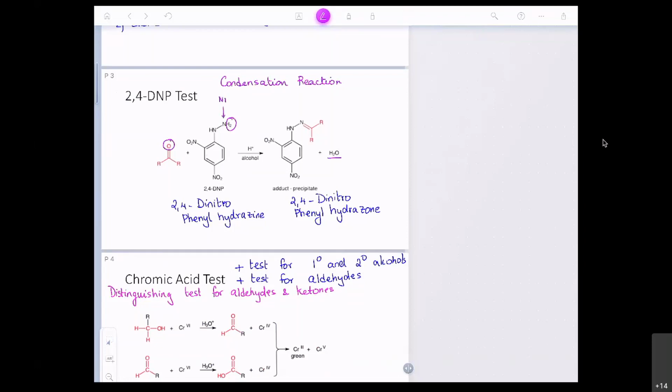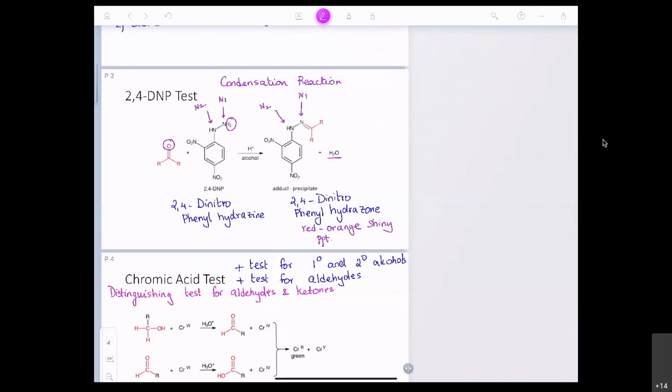If I say that's N1, that is your N1 nitrogen. This is your N2 nitrogen right here. So it's the N1 nitrogen that reacts, and the final product is called 2,4-dinitrophenylhydrazone. That is the reaction. The reaction leads to the formation of the hydrazone, which is usually a red-orange shiny precipitate.